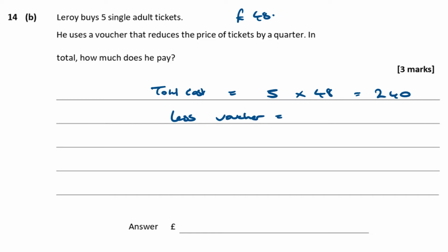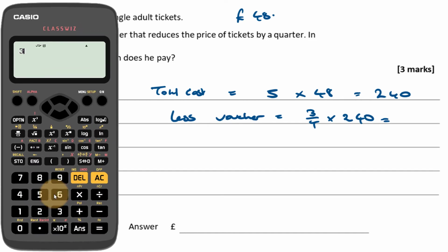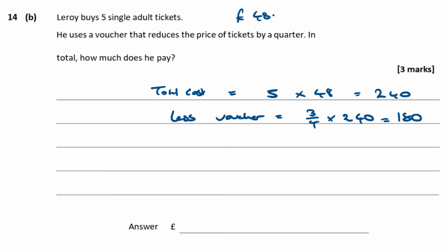It's a quarter off. Now I could do 3/4. I could work out what a quarter is and subtract it, or I could just work out 3/4 of 240. I'm going to do it that way because it's slightly quicker. So 3/4 of 240 comes to 180. Okay, so 5 adult tickets for 180 quid. That seems like a better deal.